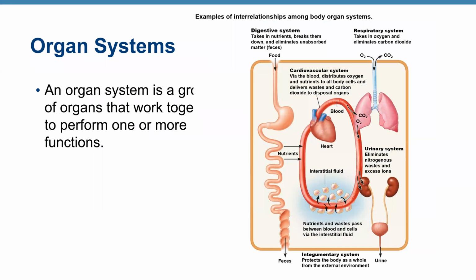And the last part of this chapter is actually organ systems. We're going to quickly look at 11 organ systems and their major organs and functions. Now, an organ system is a group of organs that work together to perform one or more functions. On this diagram here, you can see some of the systems and how they work together.